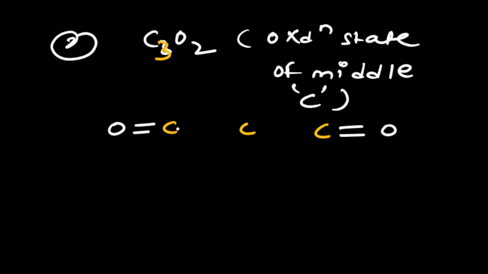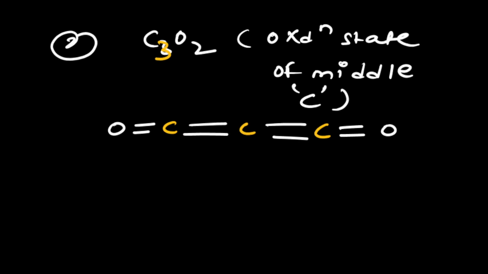Done. Now here this carbon left over, it will form the 2 bonds, and this middle carbon, it will form the 2 bonds from here. Now this is the carbon suboxide. Now you can see all the octets of the atoms present in the compound have been completed.